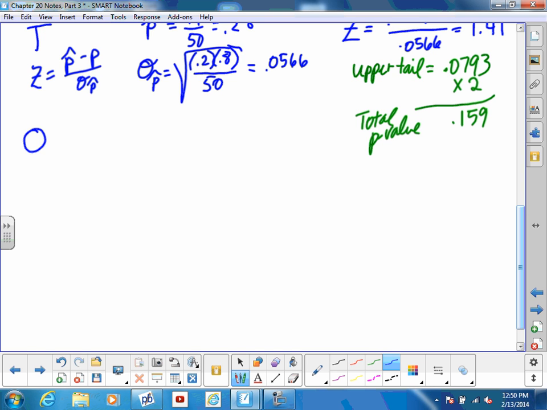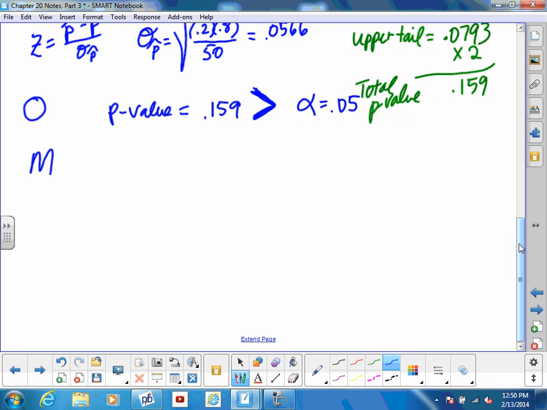Well, we just did. So my p-value equals 0.159. There is not a defined alpha, so my default is 0.05. And what is the connection between those two? The p-value is larger than my alpha. So M means make a decision. So my decision is to fail to reject because the p-value is not low. So the null does not go.